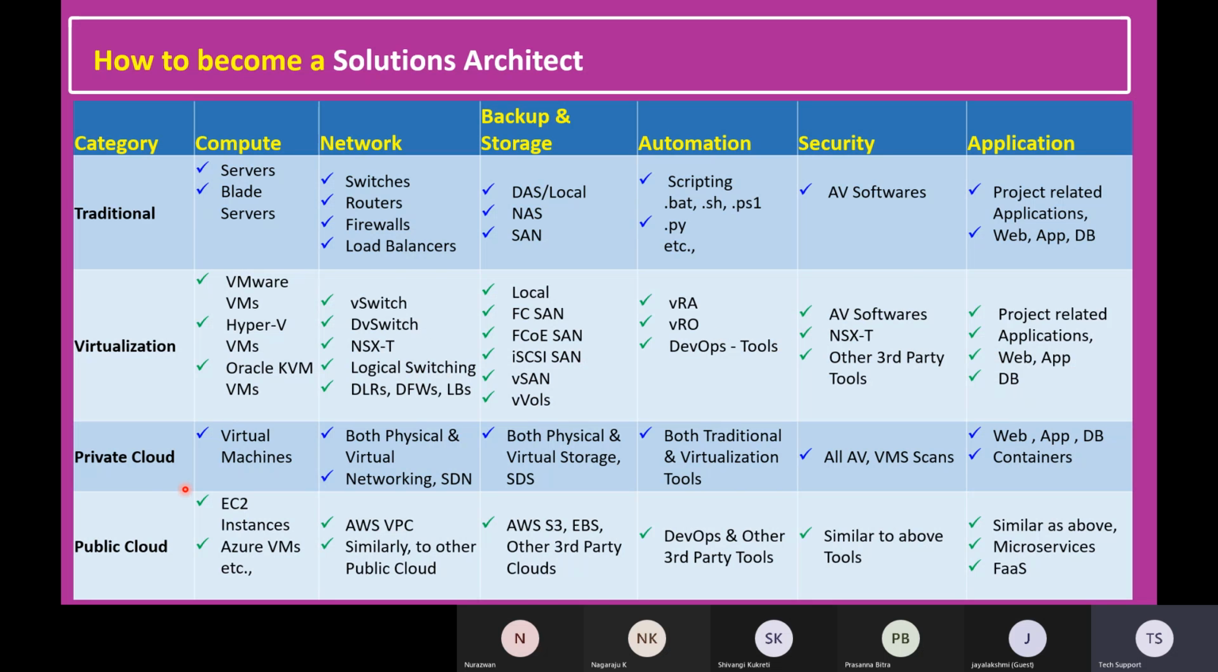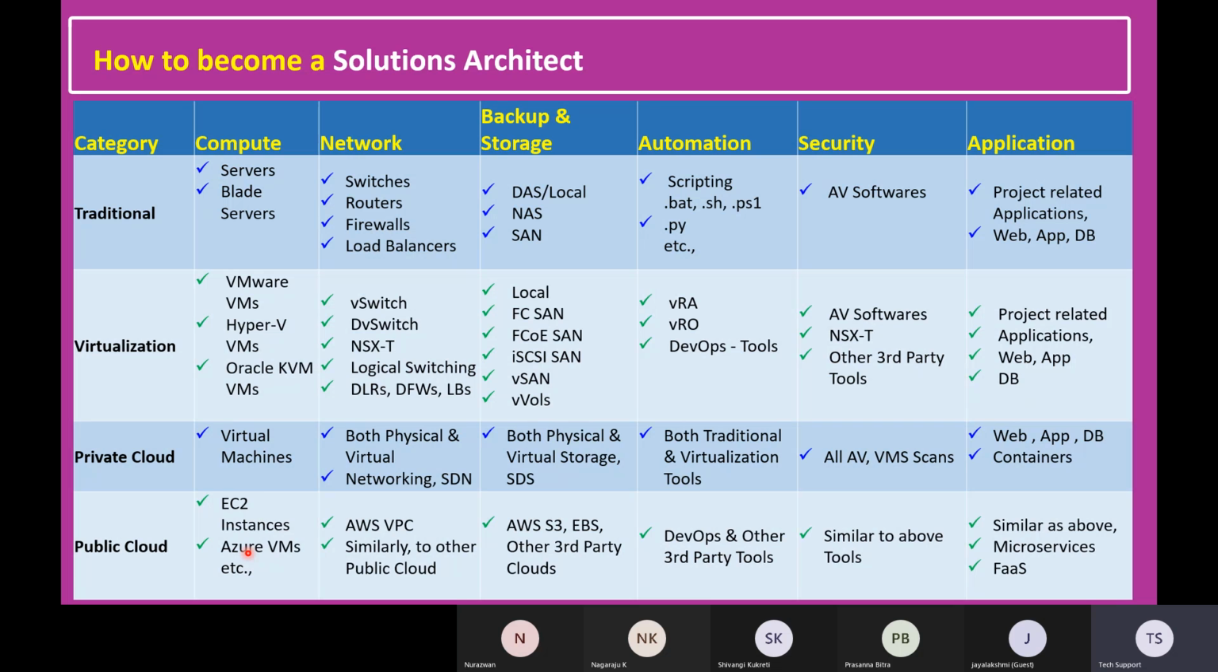Now let's talk about some additional private cloud tools. Within the private cloud, obviously the terminology we use is virtual machine, and for the network, a private cloud environment needs a physical network and a virtual network. The virtual network concept is called SDN, software defined networking, for which we learn NSX-T. The storage is the same, both physical and virtual come under a private cloud: software defined storage, which is vSAN and virtual volumes.